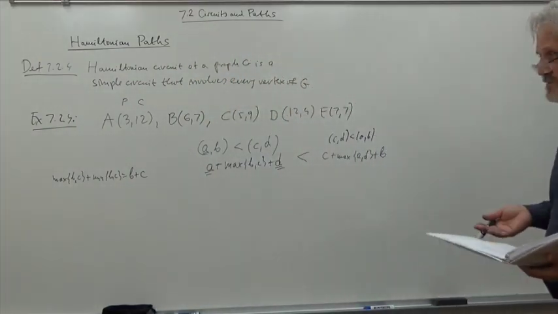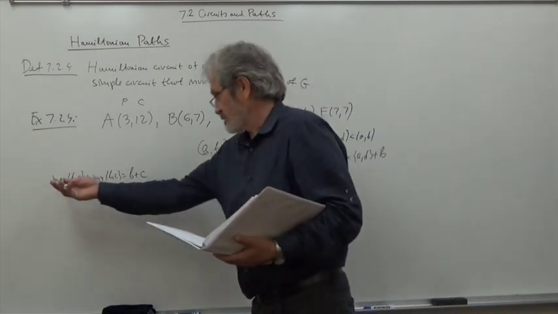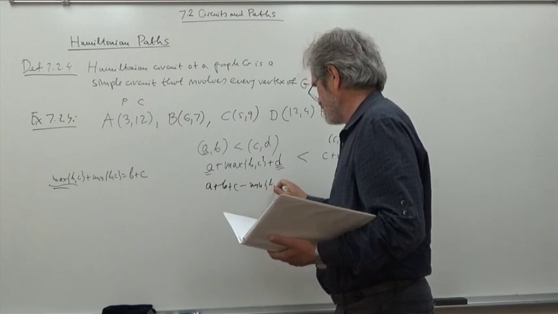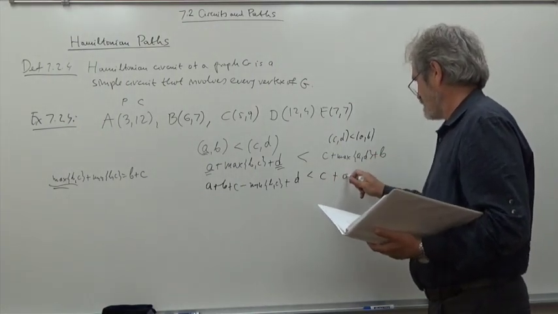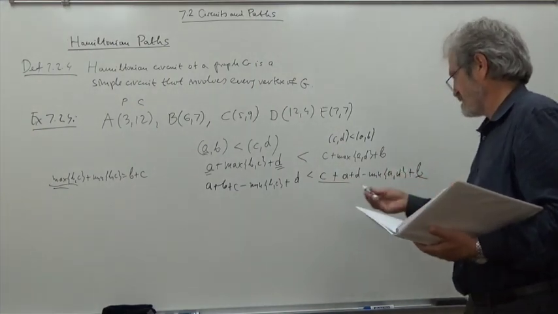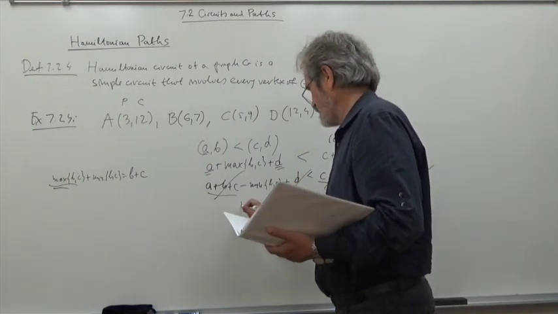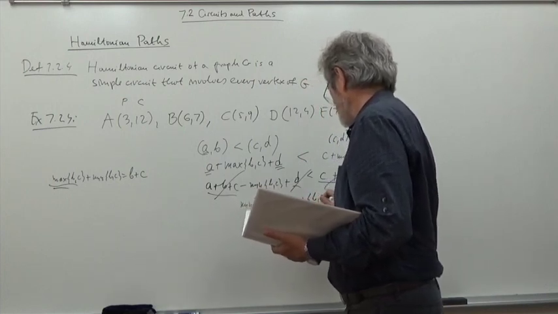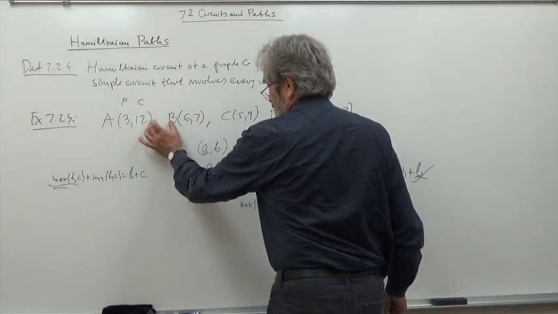Because one of them is the max and one is the min, we don't care which one, because of the commutative law. So max plus min is B plus C. So we can replace max with B plus C minus min. We get A plus B plus C minus min of B, C, plus D, which should be less than C plus A plus D minus min of A, D, plus B. Now A, B, C, D are everywhere, so they cancel out. And then we get the following criterion: the minimum of A, D is less than the minimum of B, C.